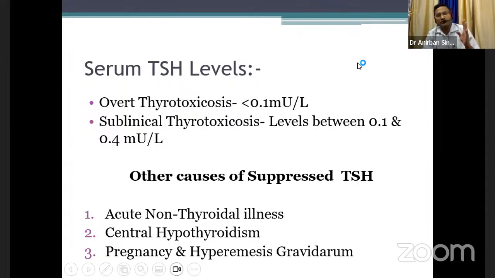So serum TSH level in these patients is usually less than 0.1. Subclinical thyrotoxicosis, which is lesser than that serious event, is a TSH level of 0.4. So with a TSH level of 0.4 we need to be careful. But we should also remember other causes of suppressed TSH: acute non-thyroid illness and central hypothyroidism. These are because of TSH suppression without thyrotoxicosis.